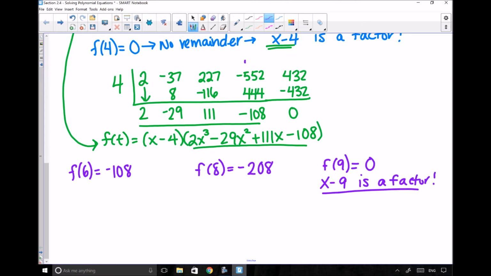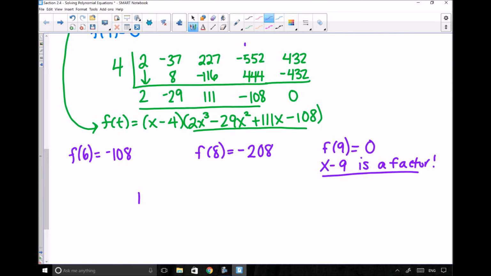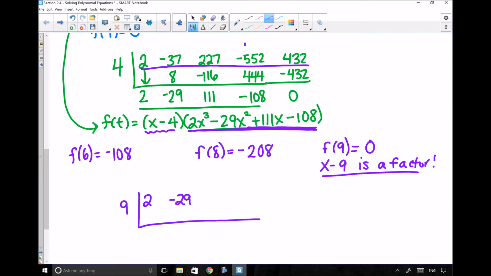Okay, but when I actually divide it all out and I do my synthetic division, this time I'm not going to use these coefficients. I'm going to use where I left off. I'm going to use this piece because I've already divided out this x minus 4. So I can just divide this 2x cubed minus 29x squared plus 111x minus 108 by the x minus 9. So right here I'm going to put 2, negative 29. Again, I'm using just these coefficients, 111, and negative 108.